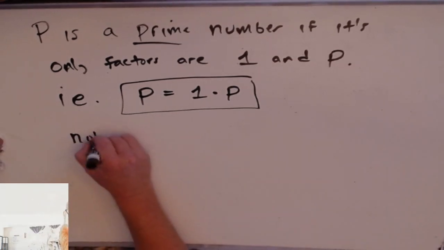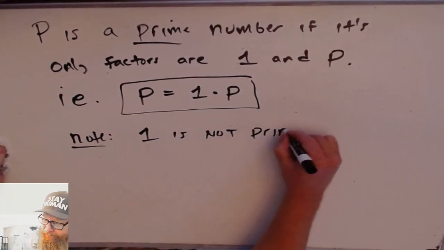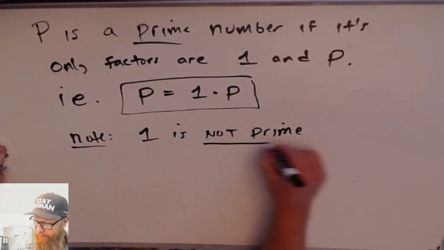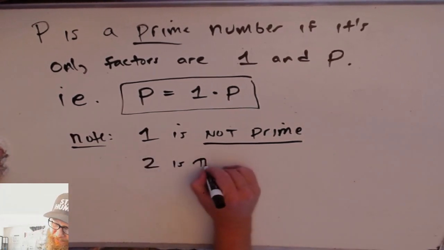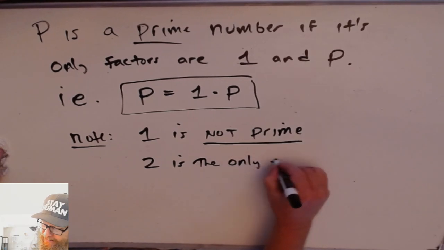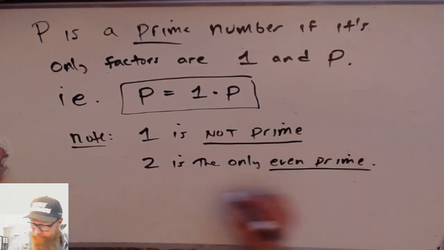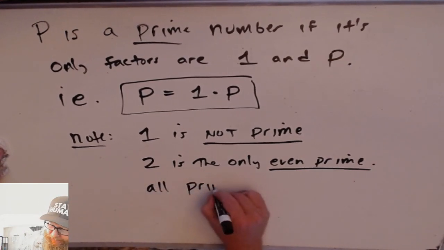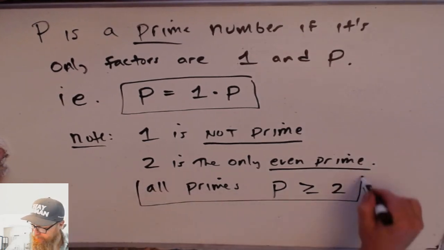Right. Note, 1 is not prime. All right. And 2 is the only even prime. So all primes, P, are greater than or equal to 2.